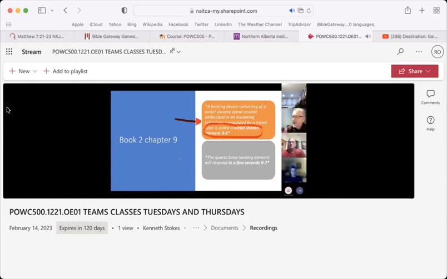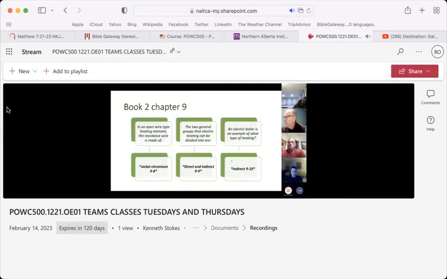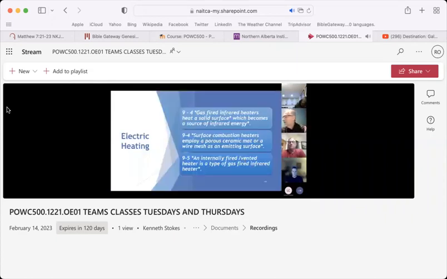And that's different than a quartz lamp heating element. The quartz lamp responds in a few seconds. Open wire heating element, the resistance wire is made of nickel chrome, nichrome. The general groups electric heating can be divided into are direct and indirect, and an electric boiler is an example of indirect electric heating.